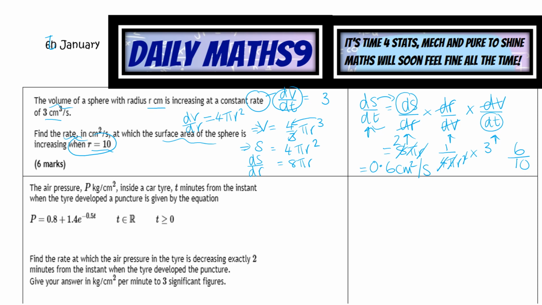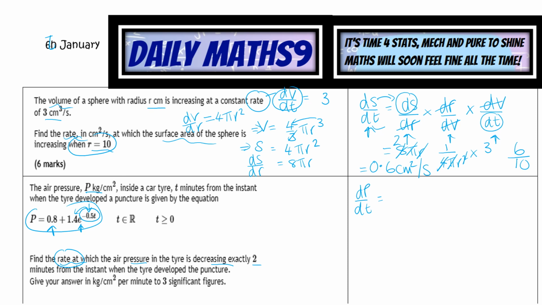Now next one, we've got the air pressure P inside a tyre after the tyre's got a puncture is this equation here. We're being asked for the rate at which the air pressure in the tyre is decreasing 2 minutes after the instant it has a puncture. So again, we're seeing the word rate, so we need to do dP by dt. So differentiating, the 0.8 will go out. When we differentiate e, it's the one function that differentiates to itself, but then using the chain rule, we'll have to differentiate with respect to the inside function, so that'll come down and times by the 1.4.